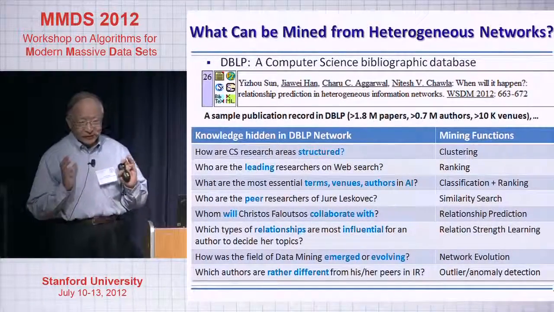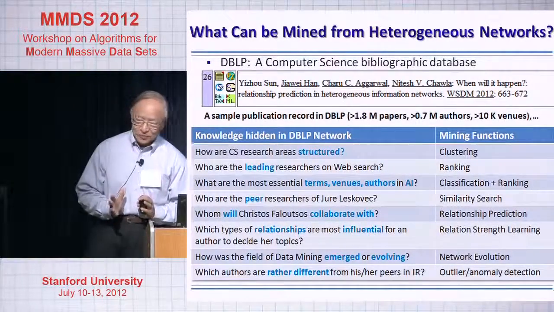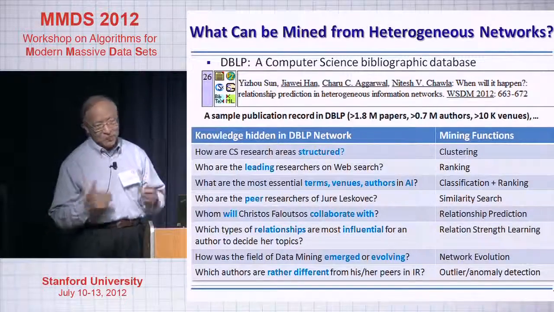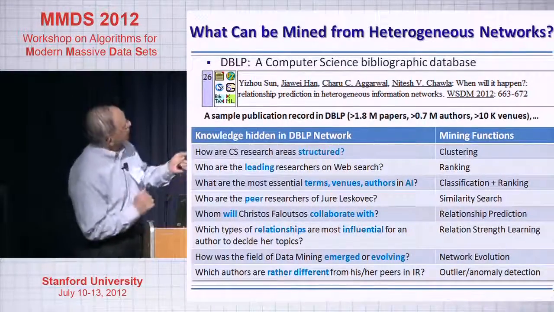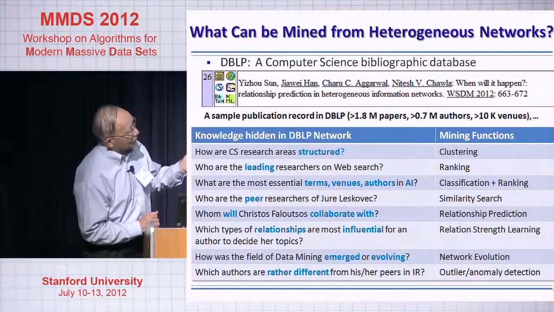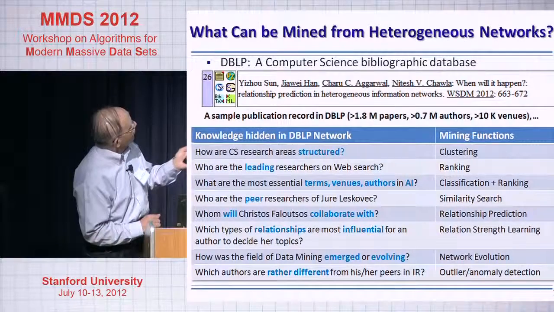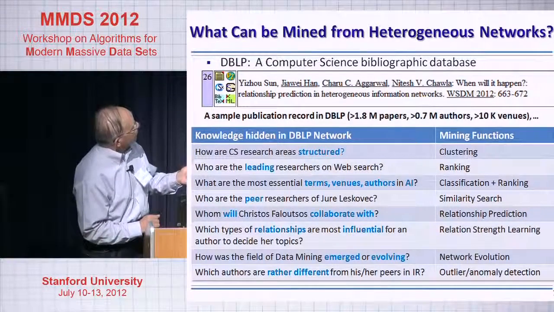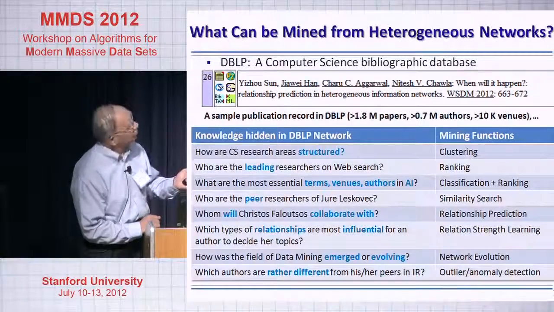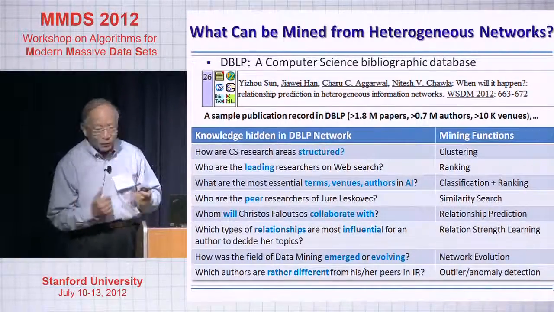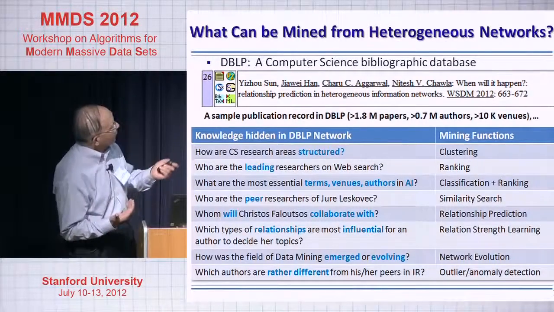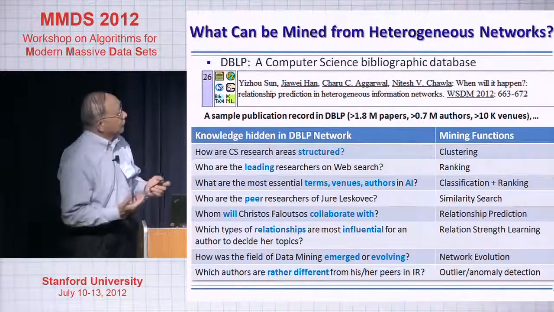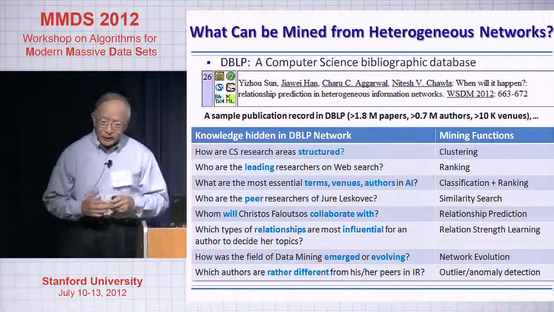I will take one running example, which is DBLP, the Computer Science Bibliographic Database. You look at this first one, just one entry. This is one we published at WSDM 2012. You can see these are several authors, co-authors. But they make sense only when you can see what they are co-authoring: papers, and where they publish.